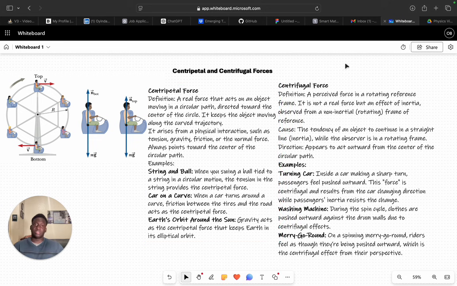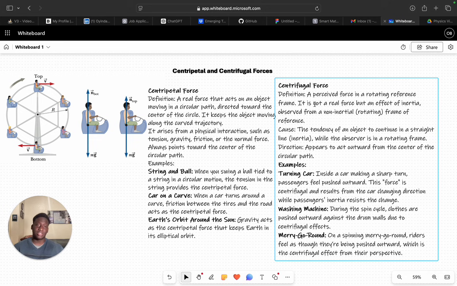Now let's talk about the opposite, centrifugal force. Just like I said at the beginning, they are opposites of each other. So what is centrifugal force? As you can see here, it is a perceived force in a rotating reference frame. It's not a real force, but an effect of inertia observed from a non-inertial rotating frame of reference. It is caused when an object continues in a straight line while the observer is in a rotating frame, and it appears to act outward from the center of a circular path.